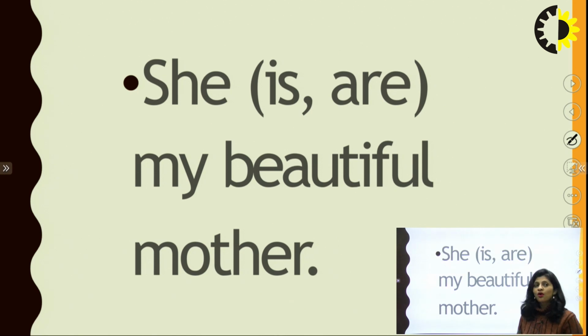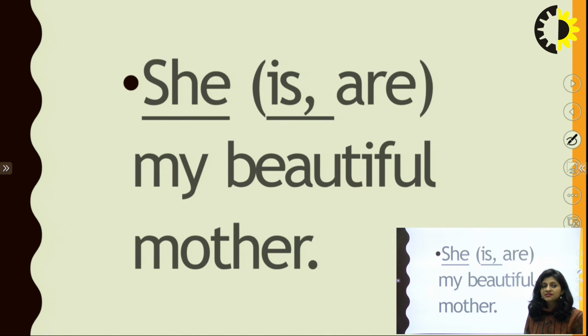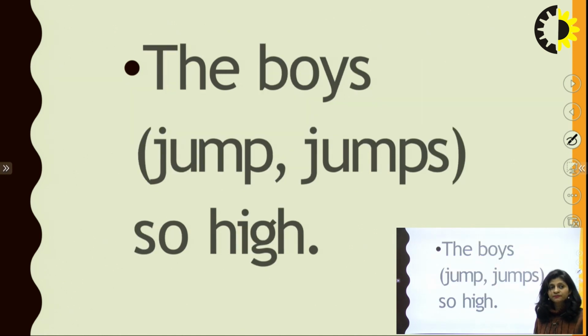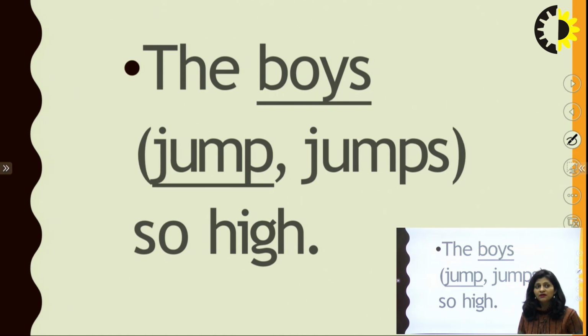She is or are my beautiful mother. Again, she is a singular subject, so we will use a singular verb here. She is my beautiful mother. The boys jump or jumps so high. Boys is a plural subject, so obviously you are going to use a plural verb here, and a plural verb doesn't end with s. So jump is a plural verb, so we will use jump here. The boys jump so high.